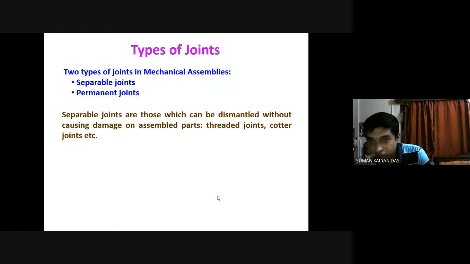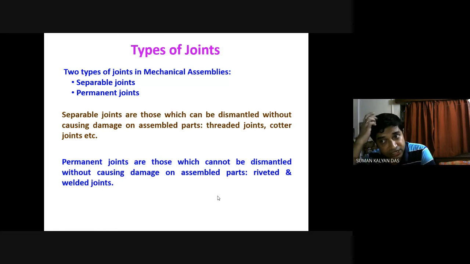This is the formal definition and some examples of separable joints. You know that threaded joints, bolted joints, and quarter joints can be very easily dismantled without any damage, so they fall under separable joints. Permanent joints, as I told, cannot be dismantled without causing damage. Riveted joints and welded joints are examples of permanent joints.